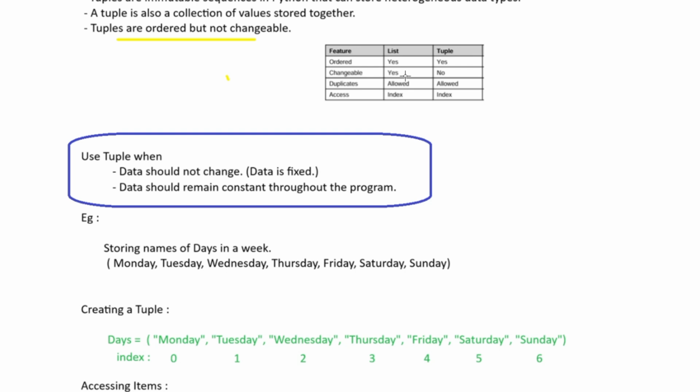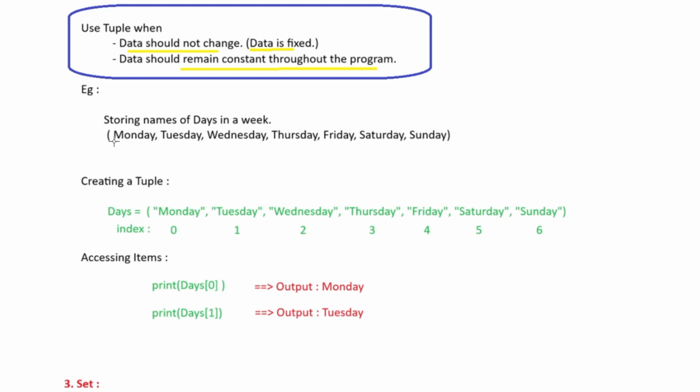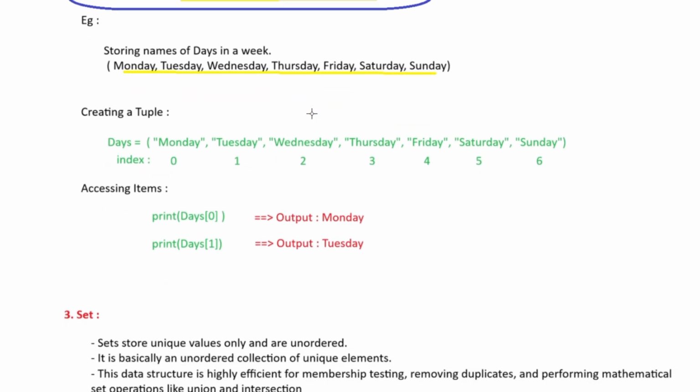Why we use tuples. So now the next question comes to mind. Why do we use tuples when we already have lists? We use tuples when data should not change, when data is fixed, when data should remain constant throughout the program. Let us understand this with a real-life example. Think about the days in a week. We have Monday, Tuesday, Wednesday, Thursday, Friday, Saturday, and Sunday. These days will never change. You will not add an extra day. You will not remove a day. And you will not rename a day. So for such fixed data, tuple is the perfect choice.